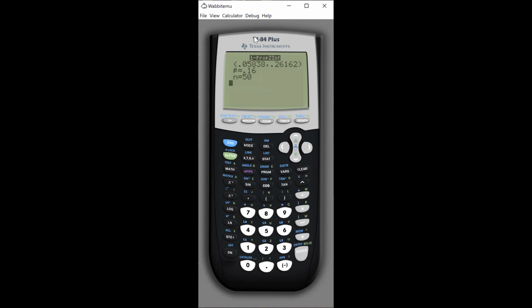Any question in regard to how to use the one prop Z interval? All right then. So up next, we're going to do the interpretation. The interpretation should always have three things. So I'm going to show you what the three things are that the interpretation should always have.